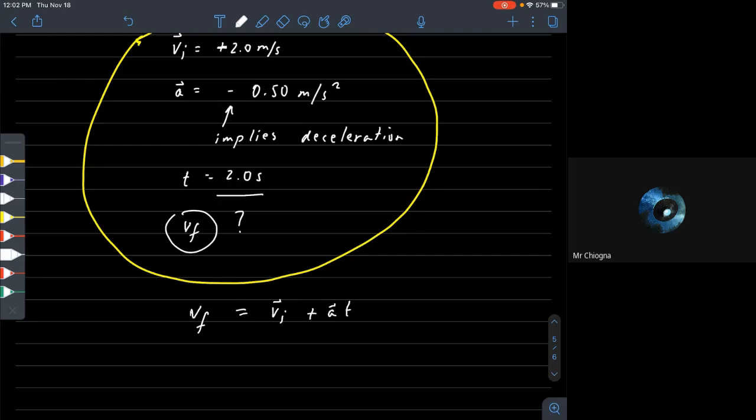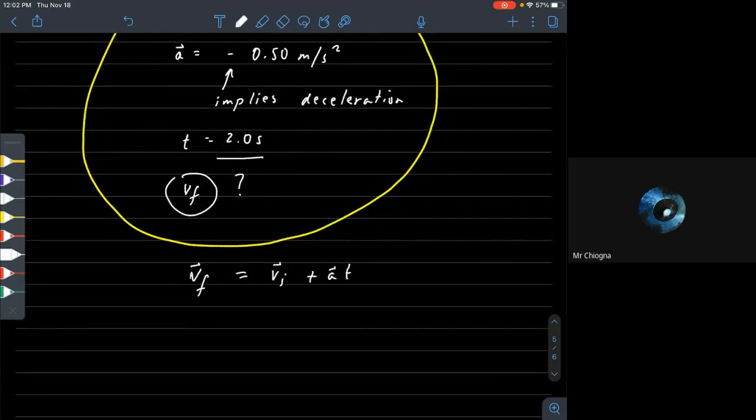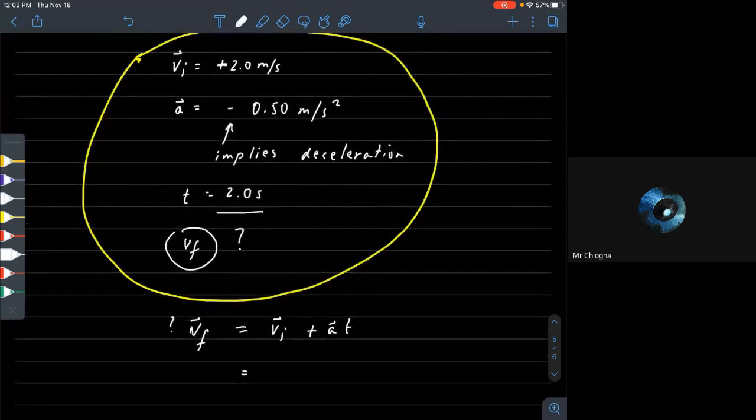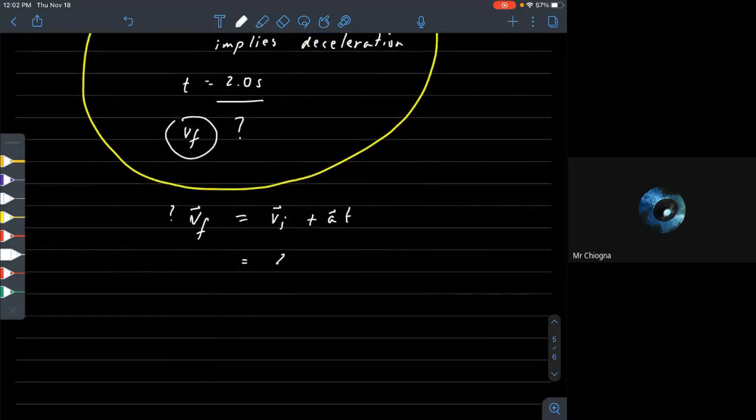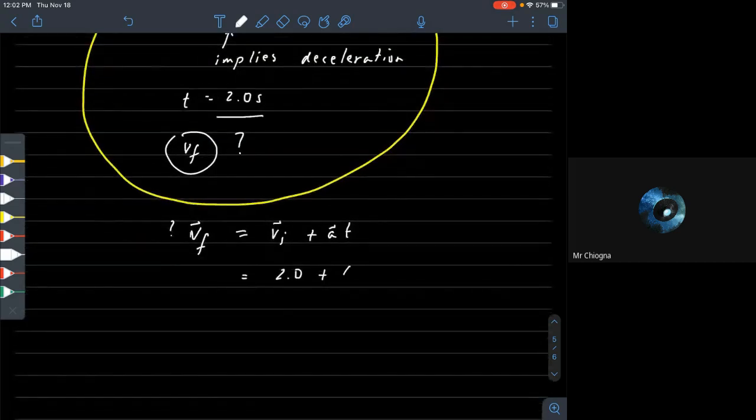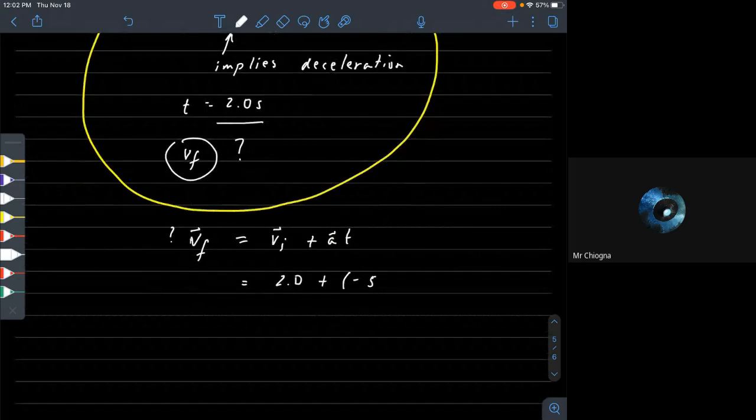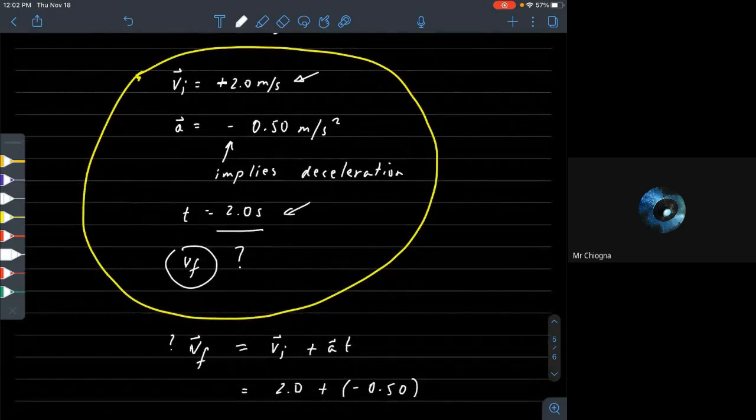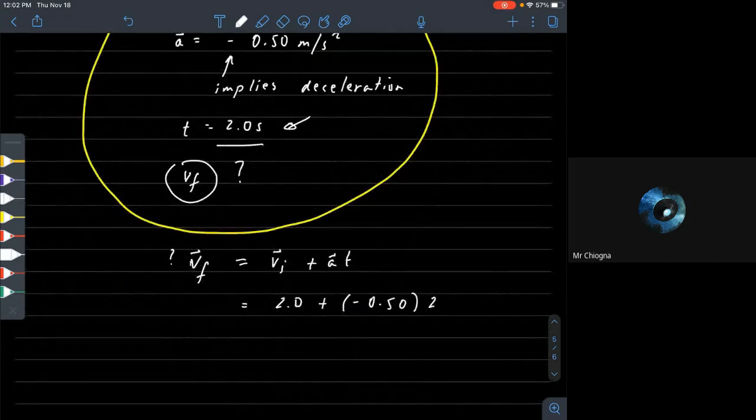Okay, now we have to get particular. We're going to include our little arrows on top. That's to remind us that we have to take into account negative velocities and acceleration. So the VF is the question mark, so that we don't have to rearrange. It's already rearranged for us. VI, it's in our list. It's positive 2. I'm just going to put 2. I'm going to drop the unit. I need to save a little time here. The acceleration is negative. We'll put it in brackets. Negative 0.5. And the time, just go down the list. 2 seconds.